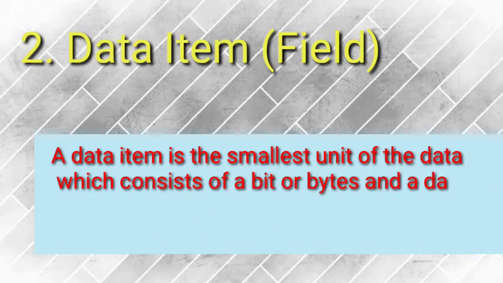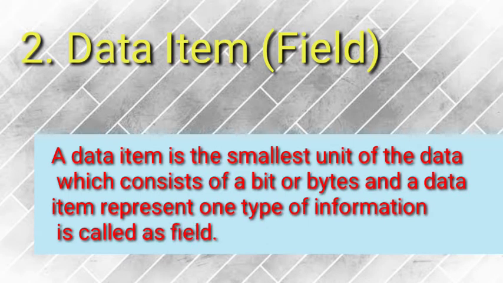Now the second component of the table is data item. Data item is actually the smallest unit of any named data, any data which is written inside the table. It consists of a number of bits or bytes and it can represent any type of information, which is referred to as field or data element. So you can also call a data item a field which we will be using for creating the table, like name, class, roll number, section. All the fields are said to be data items.